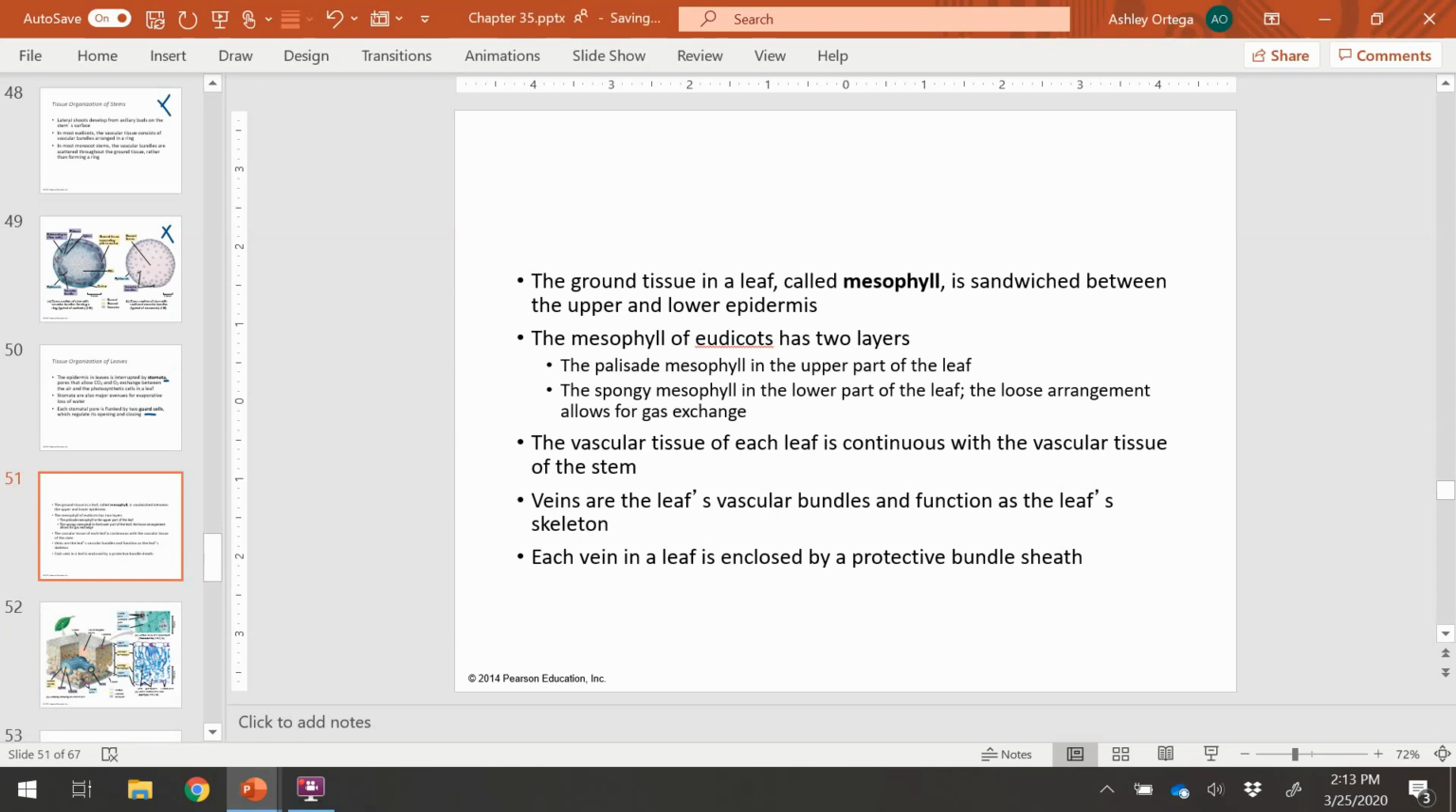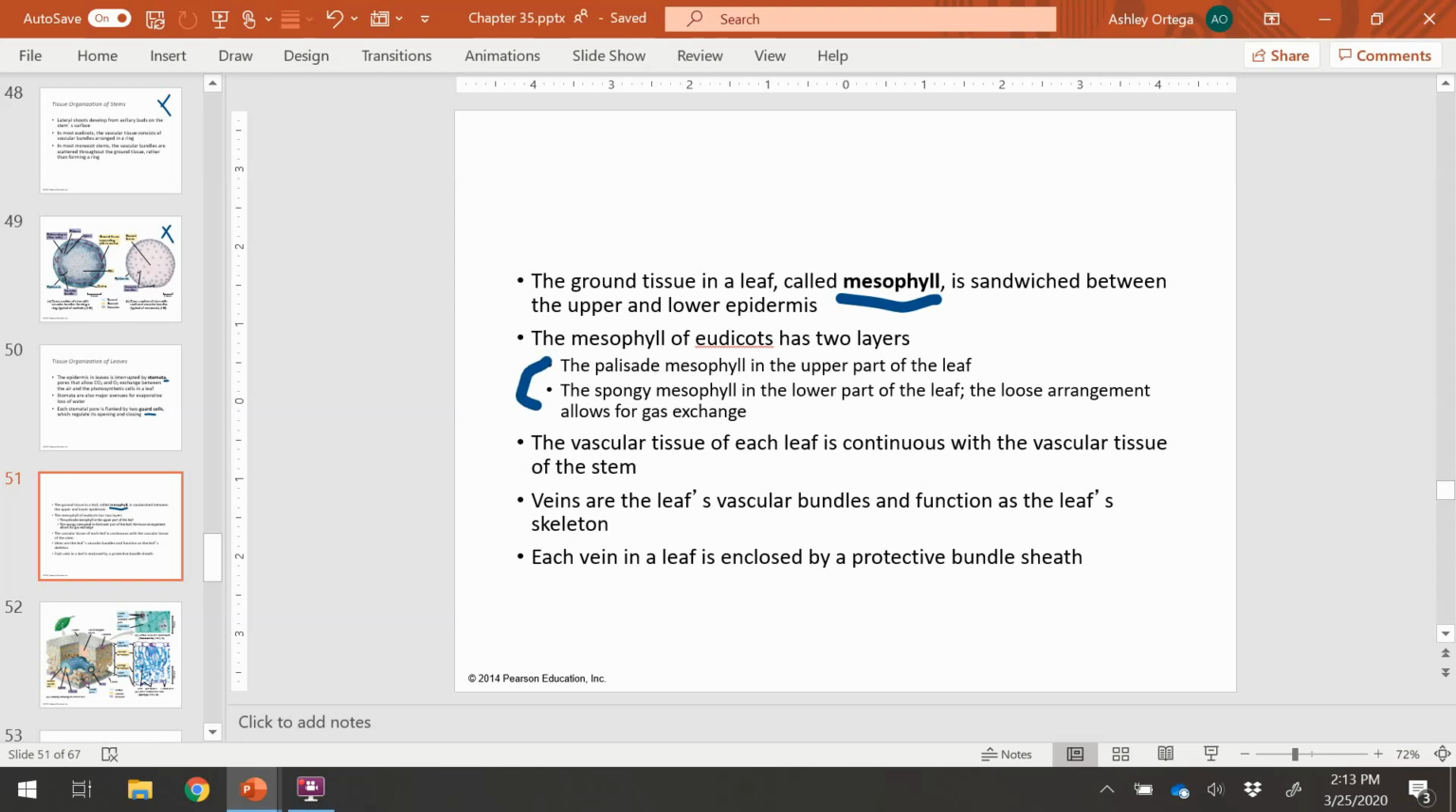In terms of tissue, the leaf tissue is called mesophyll. This is something you want to know. Mesophyll has the chloroplasts, about 30 to 40 of them in each mesophyll cell, that are responsible for photosynthesis. There are two types of mesophyll that we'll want to look at. So those are listed here.